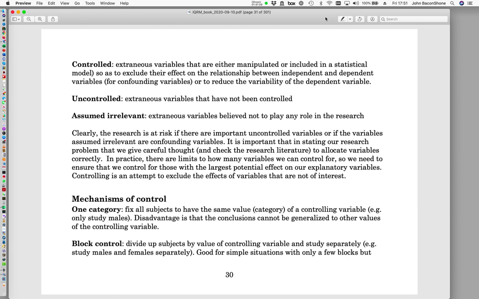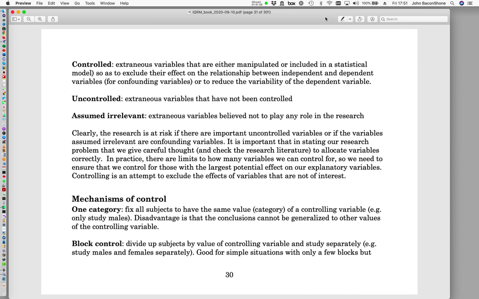So what we often try to do is to control these extraneous variables, meaning we want to exclude their effect on the relationship between the independent and dependent variables. So there's two different sorts of ways we can remove the effect of the extraneous variables, either through manipulation or by including them in a statistical model. So we will talk about that in a minute.